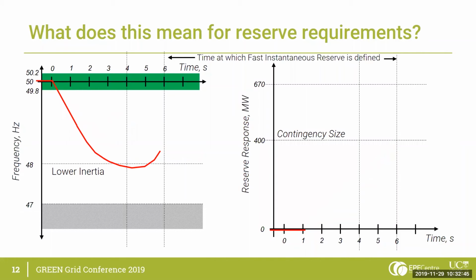Now moving to the lower inertia situation, the frequency drops more quickly, and we need to have the reserve respond more quickly as well, and our minimum frequency is reached by 4 seconds. To guarantee that reserve response of 400 megawatts by 4 seconds, we need 670 megawatts by 6 seconds. Now, this additional reserve is not necessarily used, but it is required to guarantee that response rate by 4 seconds.